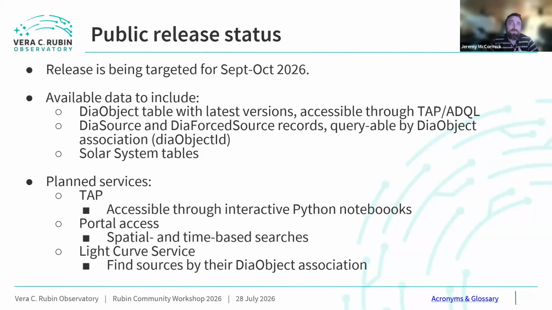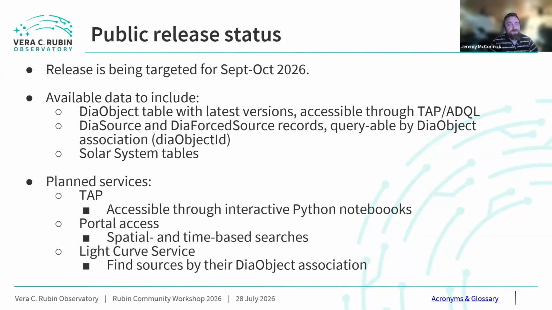So the DIA object table, which will be fully accessible, meaning you can do freeform SQL queries on that through the TAP service. The DIA source and DIA forced source tables, we plan to allow querying on those by their DIA object ID through a specialized service. And then, of course, the solar system tables.